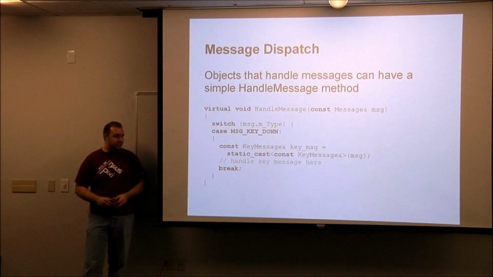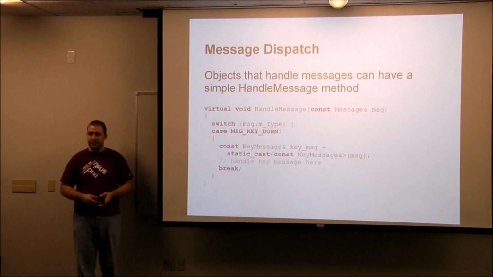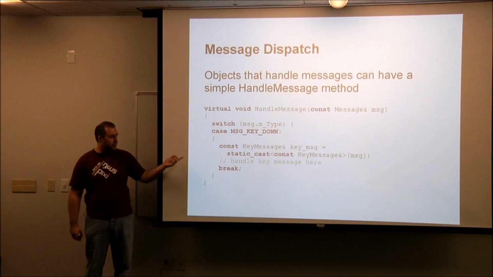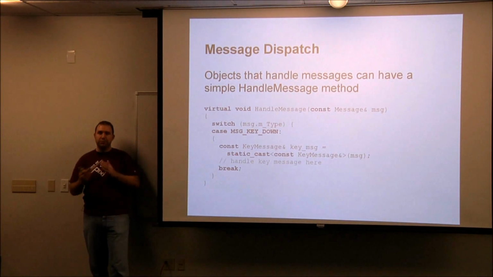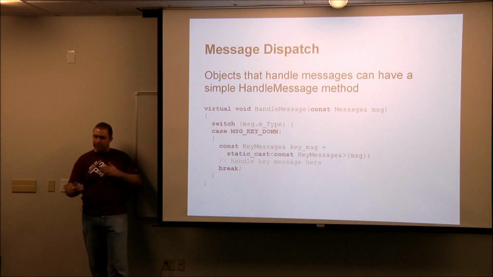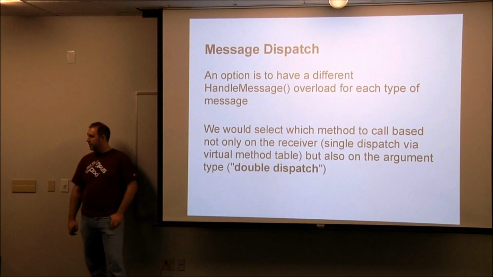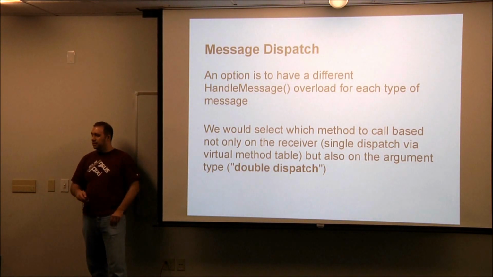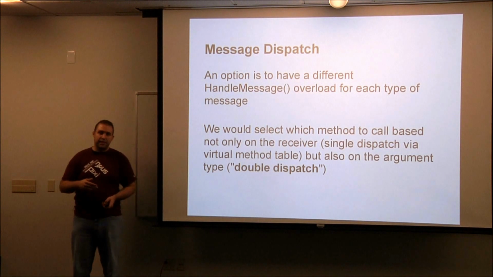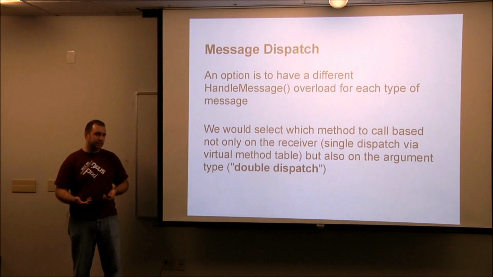One thing you can certainly do is just make a bunch of other methods. For example, on key message, on mouse message, and inside of your switch statement, do the cast, and then just call that other method. And break up this one big method into a bunch of individual methods. Now another option is just make different versions of handle message for each message type. So for example, you might have handle message with type key message and handle message with type mouse message.